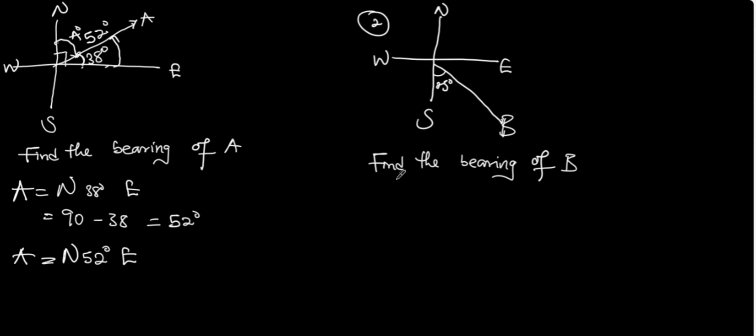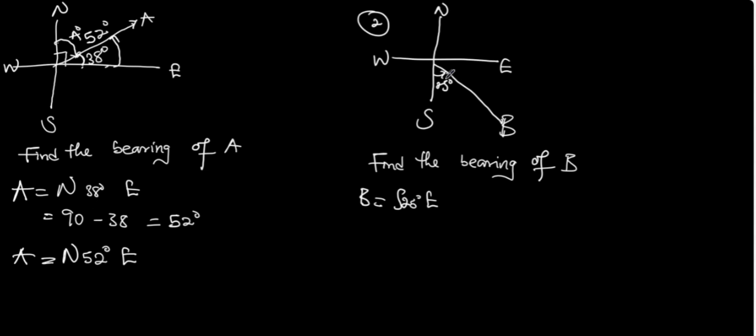Example 2 says, find the bearing of B. And then you see that B is between south and east. Now you don't measure from the east towards the south. You measure from the south towards the east. That means that our B is starting from the south going towards the east. Now we can find the bearing. Starting from the south towards the east, we have B at 25 degrees. So it means the bearing of B is south 25 degrees towards east.